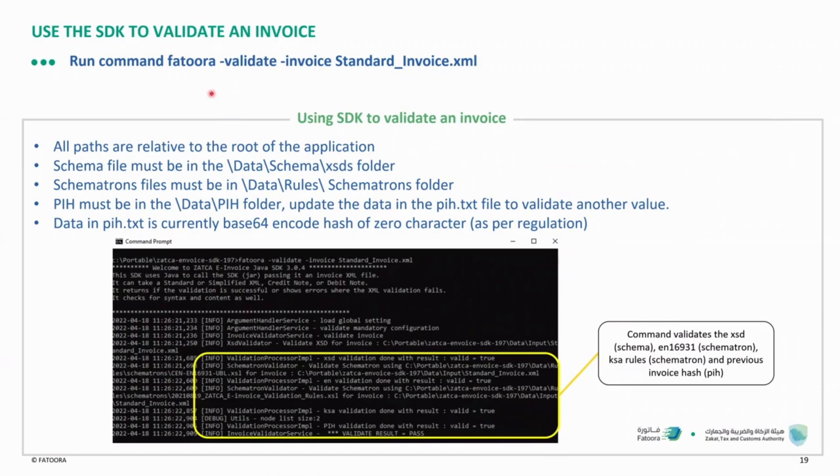So here we have FATOORA validate. Here we're validating a standard invoice in XML, of course. Basically, you run FATOORA -validate -invoice, then a space and then the file. And then you get a reply on the command line saying whether it was done successfully or not.